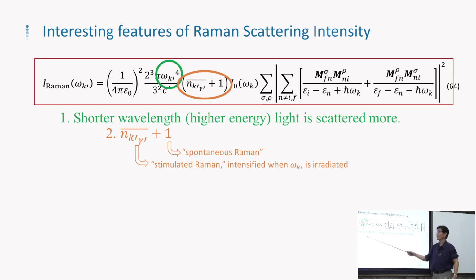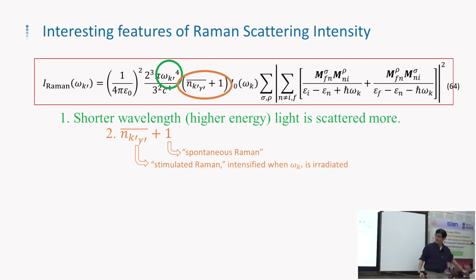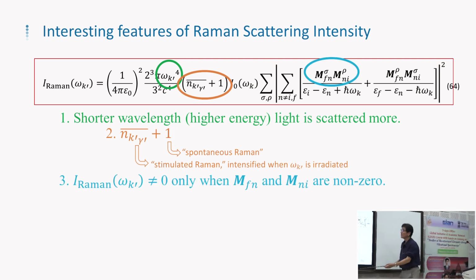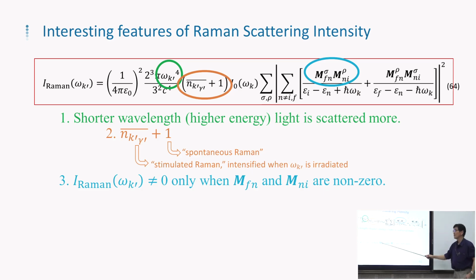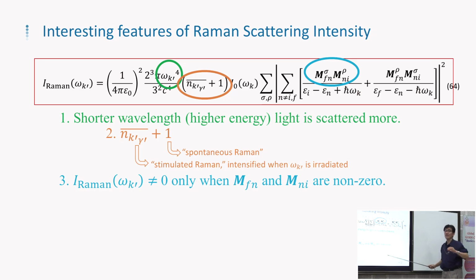Plus 1 corresponds to spontaneous Raman. Without preparing such an additional beam, Raman scattering occurs spontaneously. So this term corresponds to spontaneous Raman. This term is stimulated Raman. Third, intensity of the Raman scattering is not equal to 0 only when M_FN and M_NI are non-zero, as I explained previously. If one of the two is 0, scattering intensity is 0.